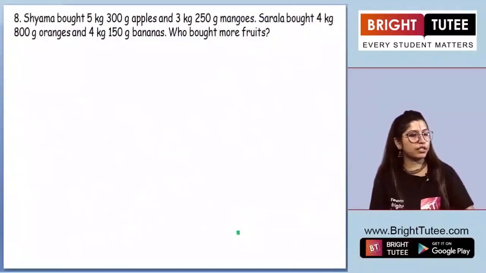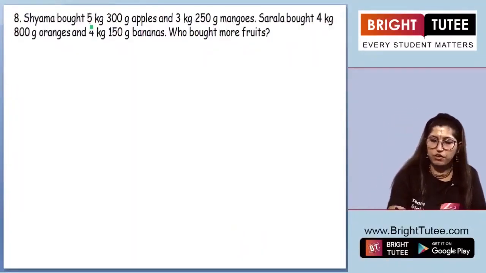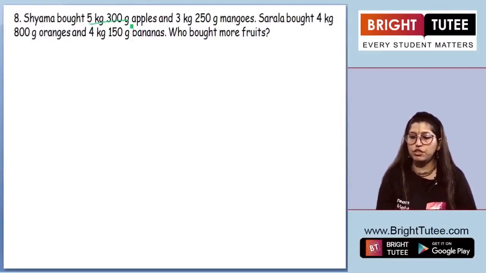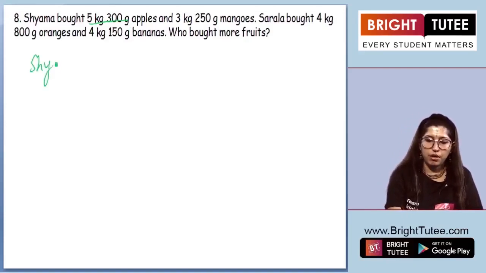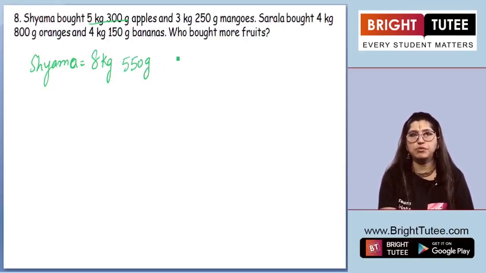Moving on to 8th question. Shama bought 5 kg 300 gram apples and 3 kg 250 gram mangoes. And Sarla bought 4 kg 800 gram oranges and 4 kg 150 gram bananas. Who bought more fruits? So if I'm talking about Shama, we'll be adding this up. So 5 kg plus 3 kg is 8 kg and 300 plus 250 is 550 grams. So we'll be adding kgs together and grams together.